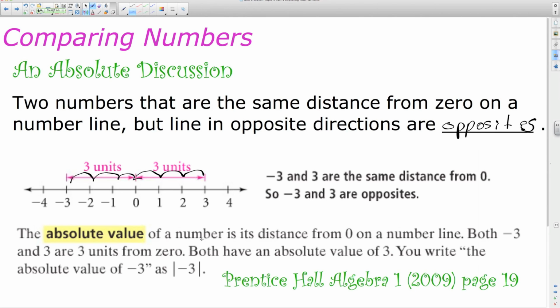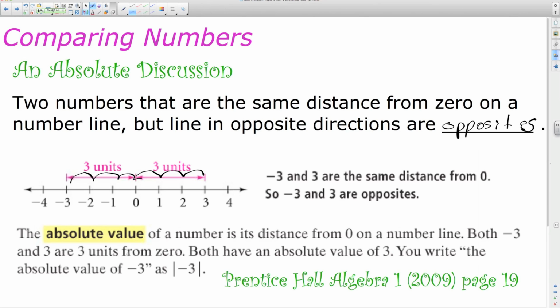The absolute value of a number is its distance from 0 on a number line. How many units away it is. Here, it's 3 units away. Here, it's 3 units away. Both negative 3 and 3 are 3 units from 0. Both have an absolute value of 3.